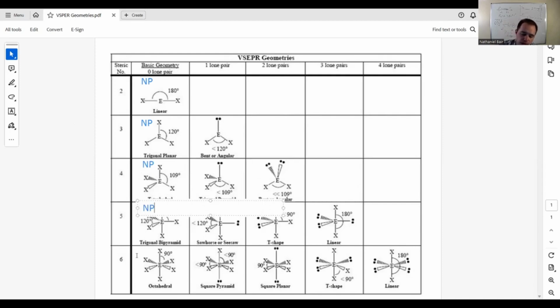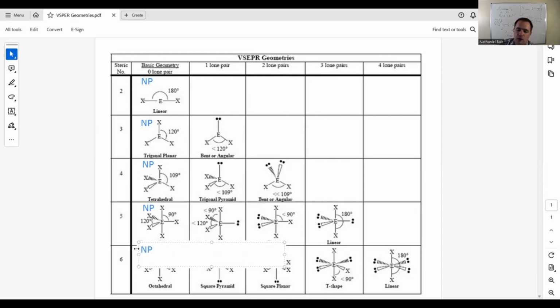If the X groups are the same, then all of the first shapes in the geometries are all going to be nonpolar. These are all nonpolar.